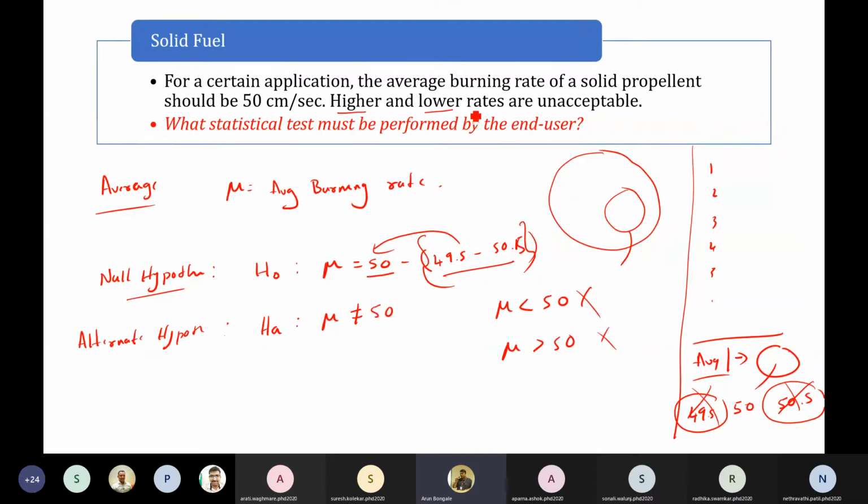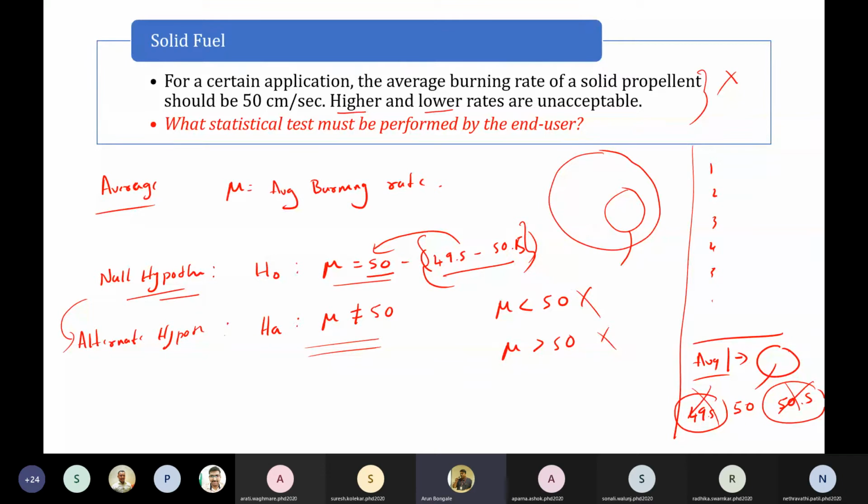If it is higher or lower, since those values are unacceptable, then if it is more or less than 50, I have to reject the null hypothesis in favor of the alternate hypothesis, right? So only two decisions are possible now, right? I can either accept this statement if the average value is 50, or I can reject this statement if the average value is either lower or higher than 50, meaning it is not equal to 50.